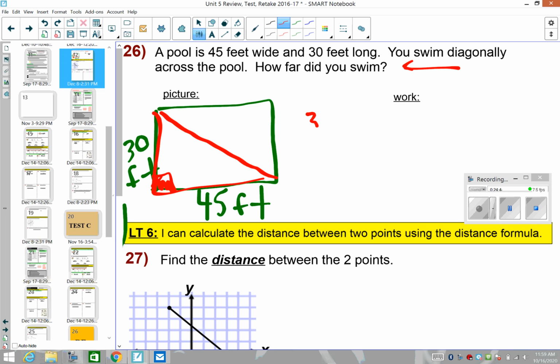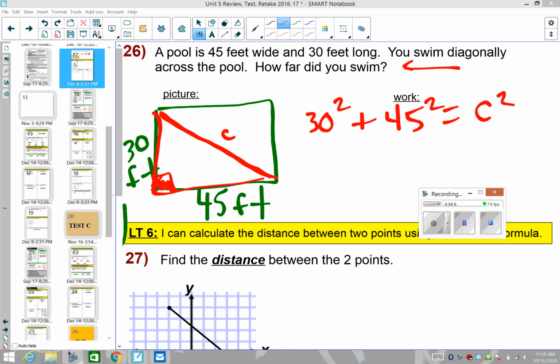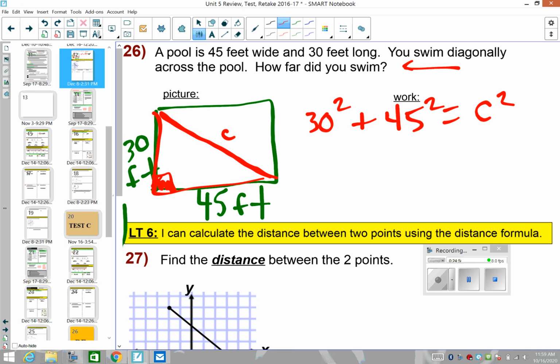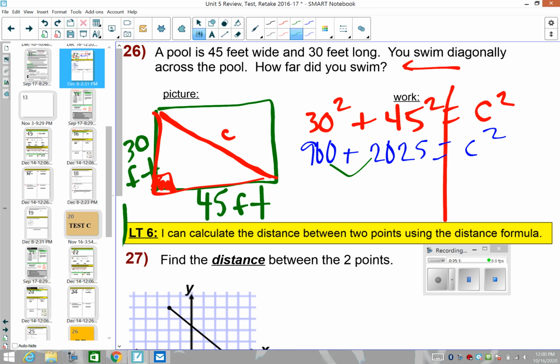So the Pythagorean theorem says that a squared plus b squared is equal to the hypotenuse, known as c squared, which is that diagonal of how far you swam. So using the Pythagorean theorem, we're going to solve for that unknown side length. This only works for right triangles. So we get 900 plus, oh boy, I don't know what 45 squared is. Help me. Ooh, that's massive. 2025. Check it out. Why don't you pause the video and verify? Send in your verify team and make sure that you got that.